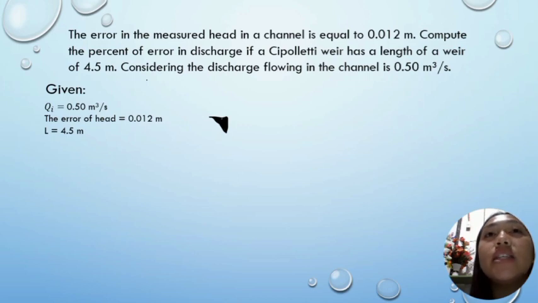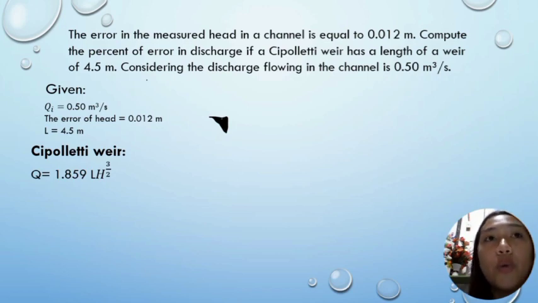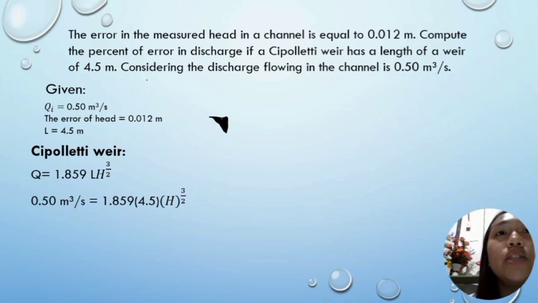Now, in solving the Cipolletti weir, we need to consider that the discharge is equal to 1.859 L H raised to 3 halves in SI units. After that, we need to get the initial head, for which we are going to use the Cipolletti weir equation. So, you just need to substitute the value for the initial discharge and the length.